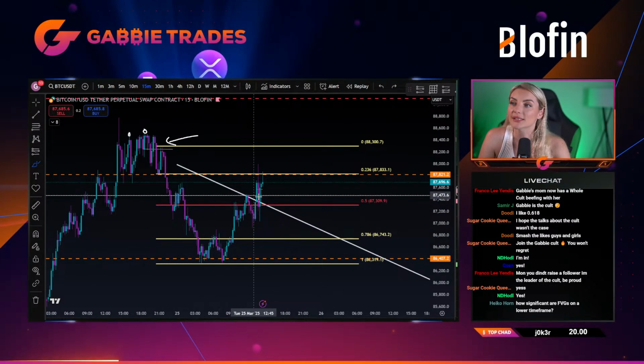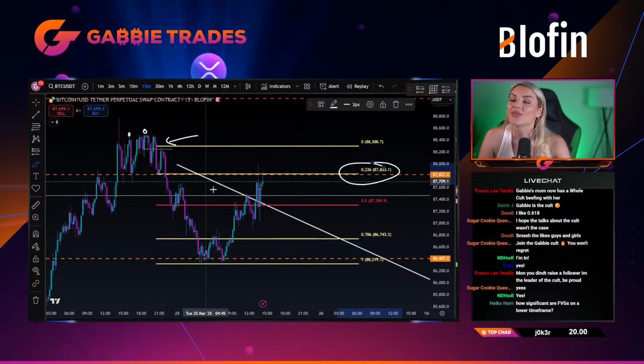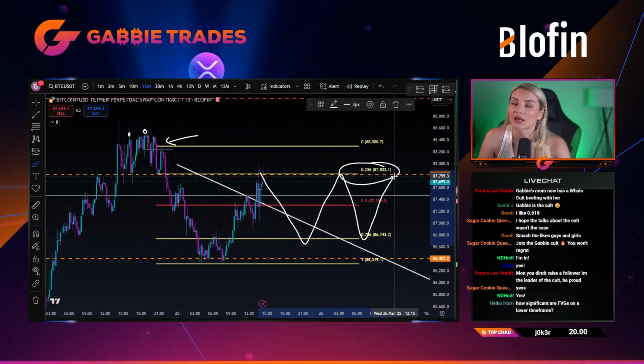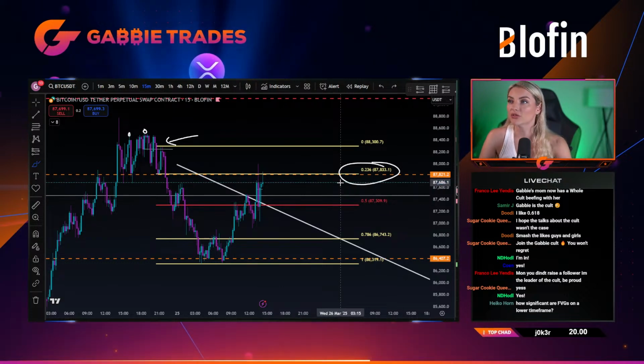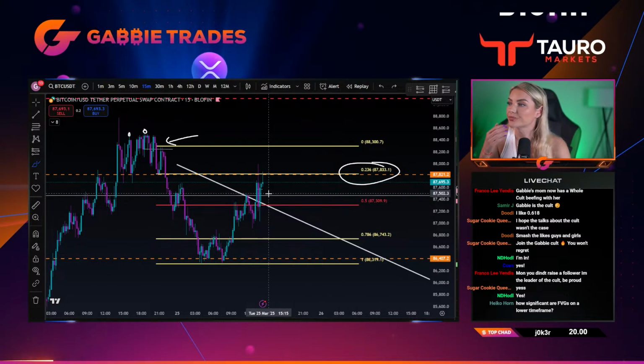Because if price continues and starts coming up to the 0.236, now price is telling me that this could be a ranging situation. And I don't want to be involved in that, even for a scalp, because now we're looking on the 15 minutes. So what are we going to get out of that?